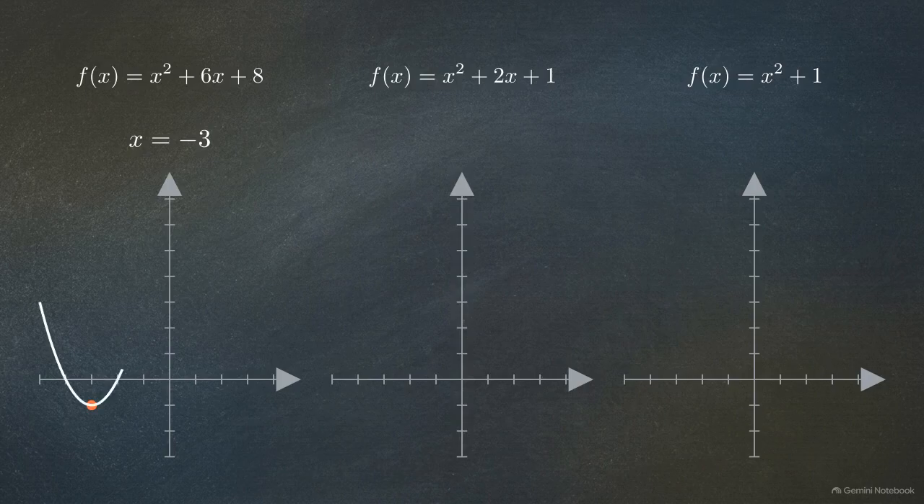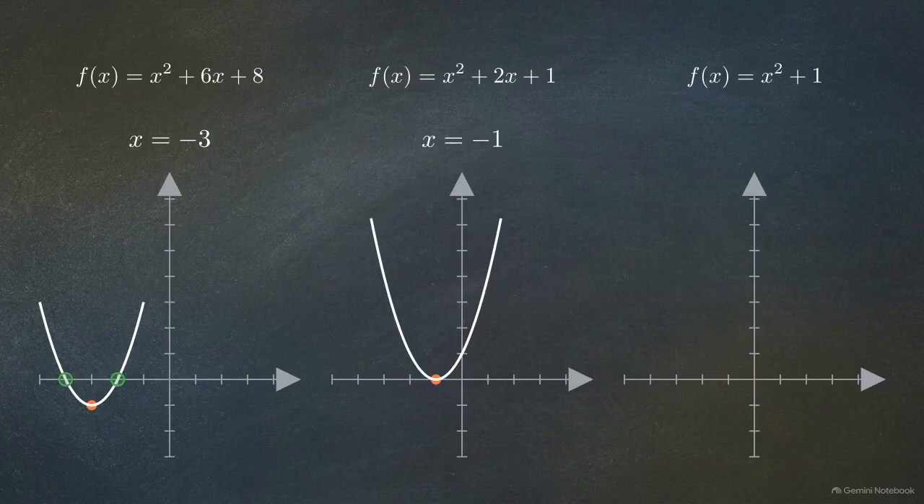Because this vertex sits below the x-axis and the curve opens upward, it must cross the axis twice, yielding 2 real roots. In the second equation, calculating negative b over 2a places the vertex exactly at negative 1 on the horizontal axis. When the lowest point of the curve rests on the 0 line, the vertex itself acts as the single solution.